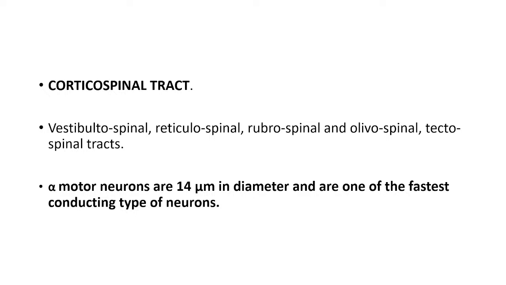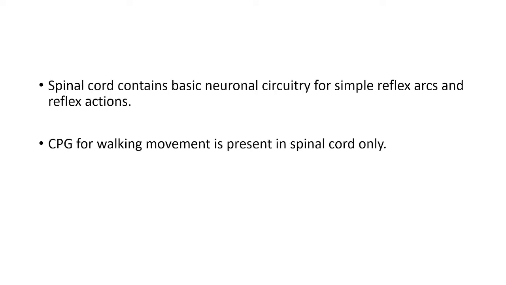Got it? And finally, olivospinal and tectospinal tract. Olivospinal and tectospinal tract, they regulate the muscle tone, they maintain the posture. The tectospinal tract arises from the tectal nucleus in the midbrain and controls our eye movements. Okay, so eye movement control is a part of motor system. So when we see the alpha motor neurons, we will find that the diameter is 14 micrometer and they are one of the fastest conducting type of neurons.